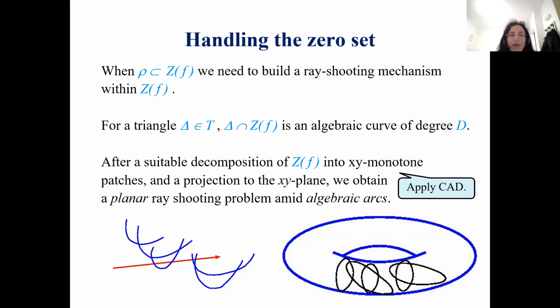Here we need to apply a decomposition of the zero set into XY-monotone patches. This can be done by the so-called cylindrical algebraic decomposition, which is a separate machinery. Then we can project every piece to the XY plane, and what we get is a collection of algebraic curves on the XY plane. This eventually boils down to the question of ray shooting amid algebraic curves in the plane. This is the problem that we faced.